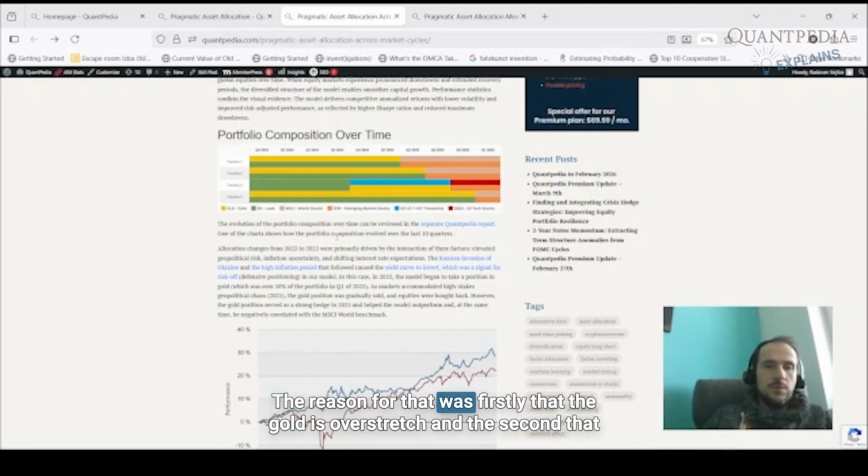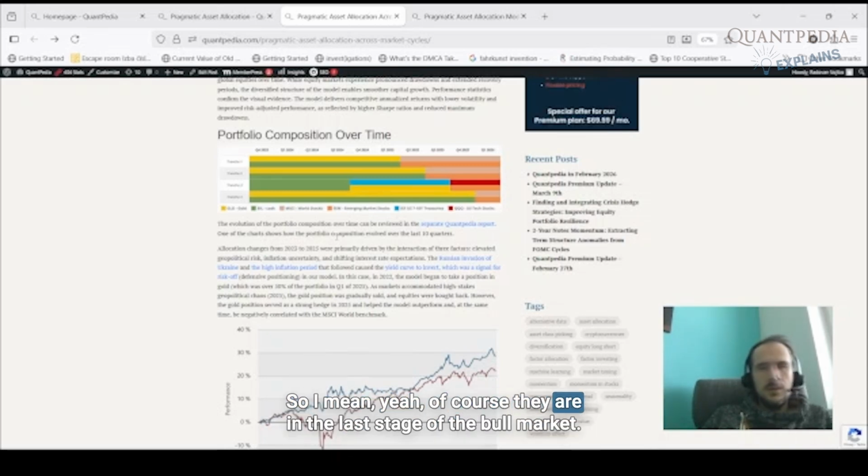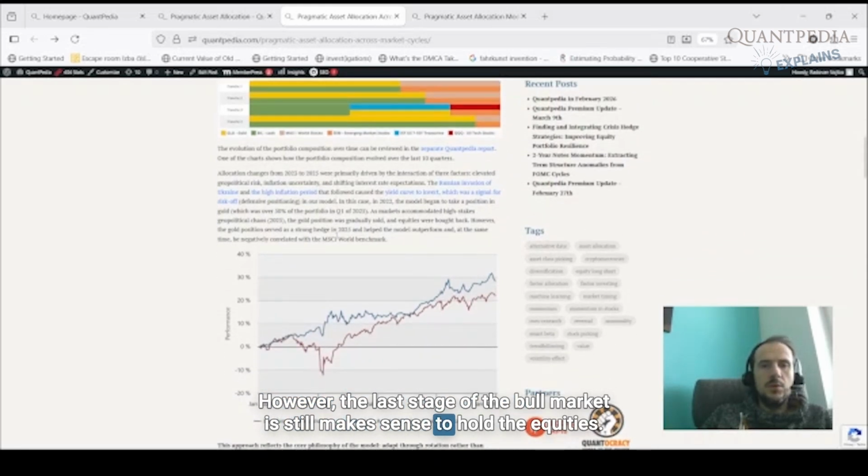The reason for that was, firstly, that gold is overstretched, and secondly, that equity markets are not performing badly. Of course, they are in the last stage of the bull market. However, even in the last stage of the market it still makes sense to hold equities.